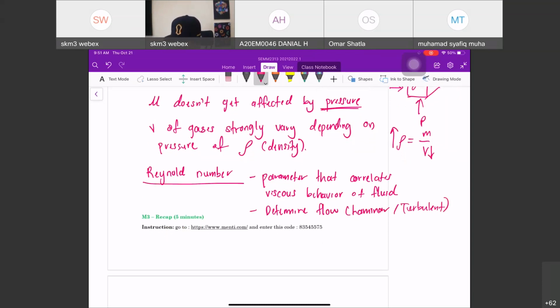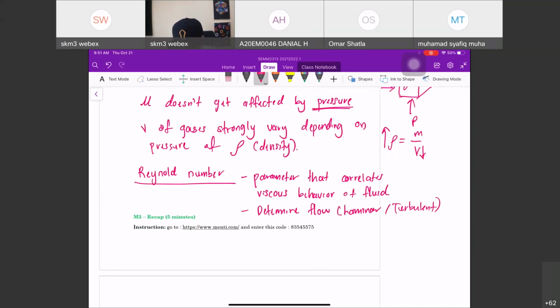Basically, Reynolds number is a dimensionless parameter equal to rho V L over mu, or V L over nu. This is the equation.